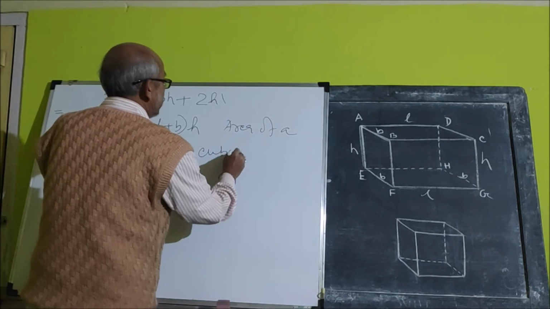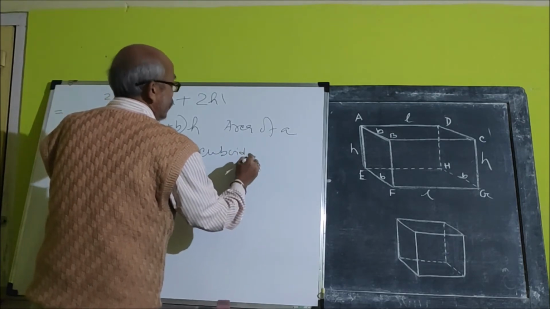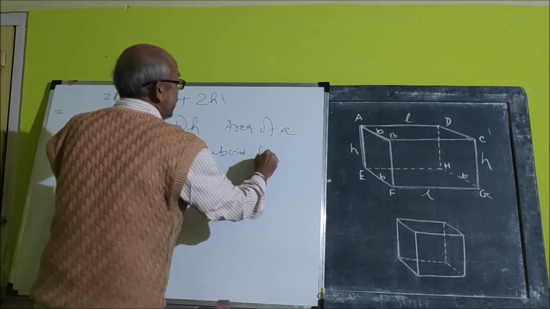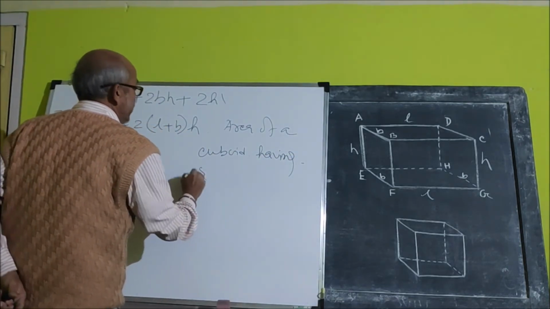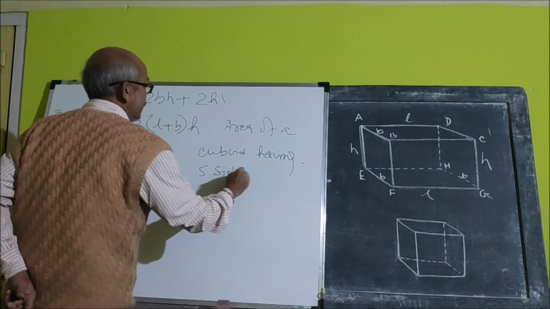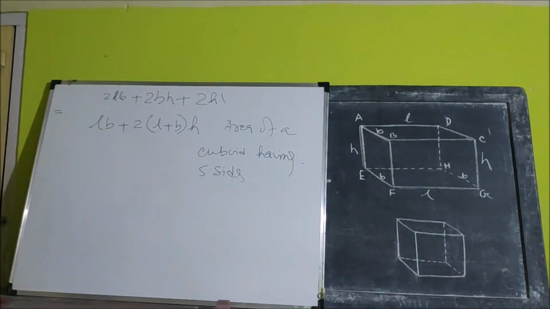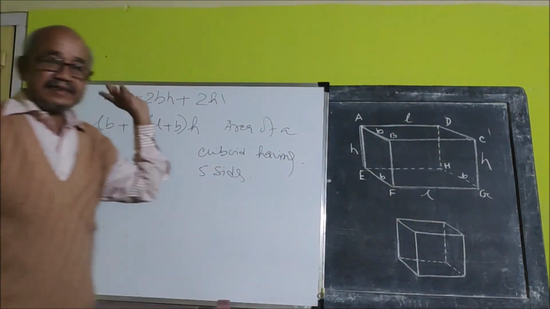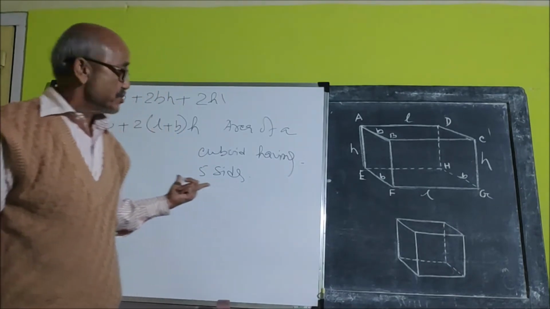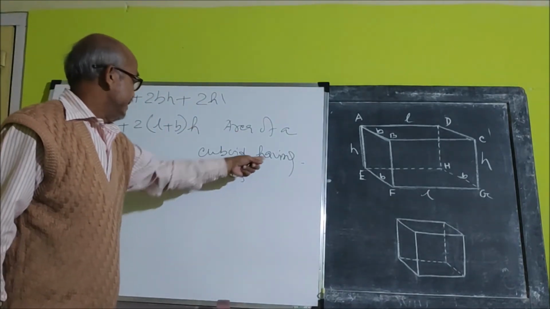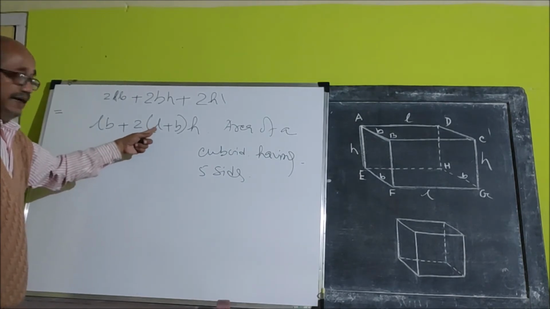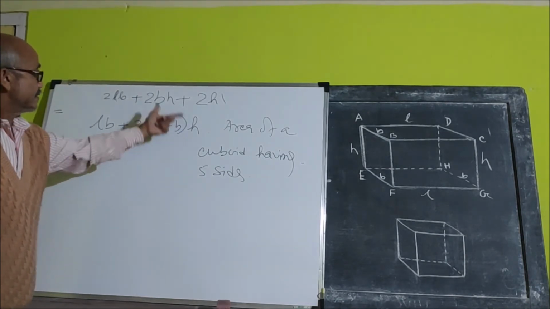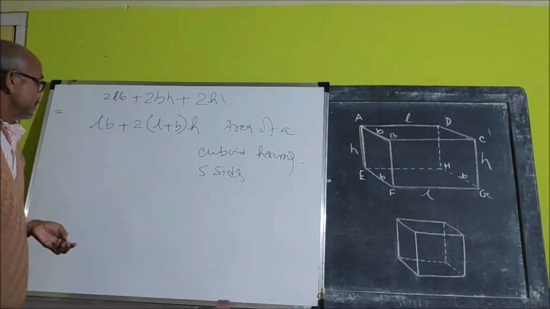This is the area of a cuboid having 5 sides. Upper is excluded means having 5 sides. So the formula for the area of a cuboid having 5 sides is LB plus 2H(L plus B).